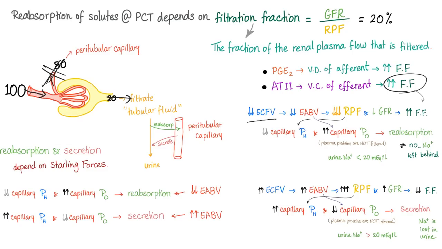Let's say that you are having, let's say, hemorrhage. You decrease your extracellular fluid volume. Okay, you decrease your effective arterial blood volume. We get it. You decrease the renal plasma flow. Of course, we get it. So, since the renal plasma flow is low, the capillary hydrostatic pressure is low.